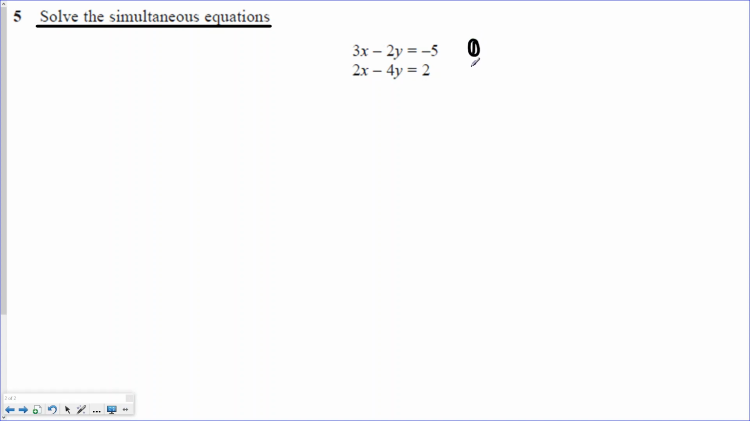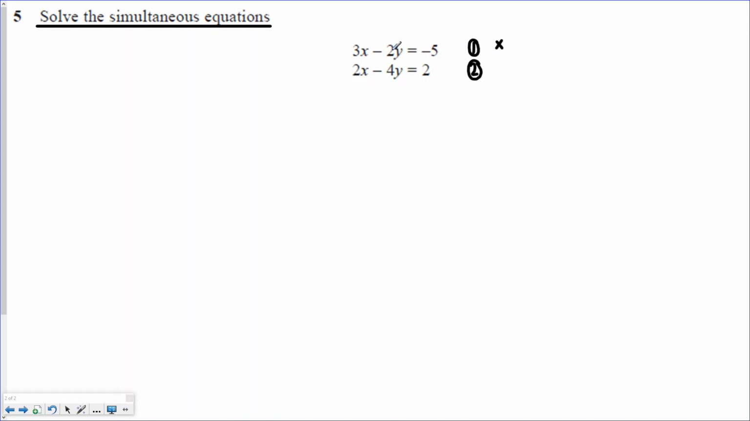We're going to label the equations equation 1 and equation 2. Equation 1: 3x minus 2y equals minus 5. Equation 2: 2x minus 4y equals 2. We have two unknown letters, so we cannot solve these equations individually. We have to try and eliminate either the x value or the y's. In this case, I'm going to choose to eliminate the y.